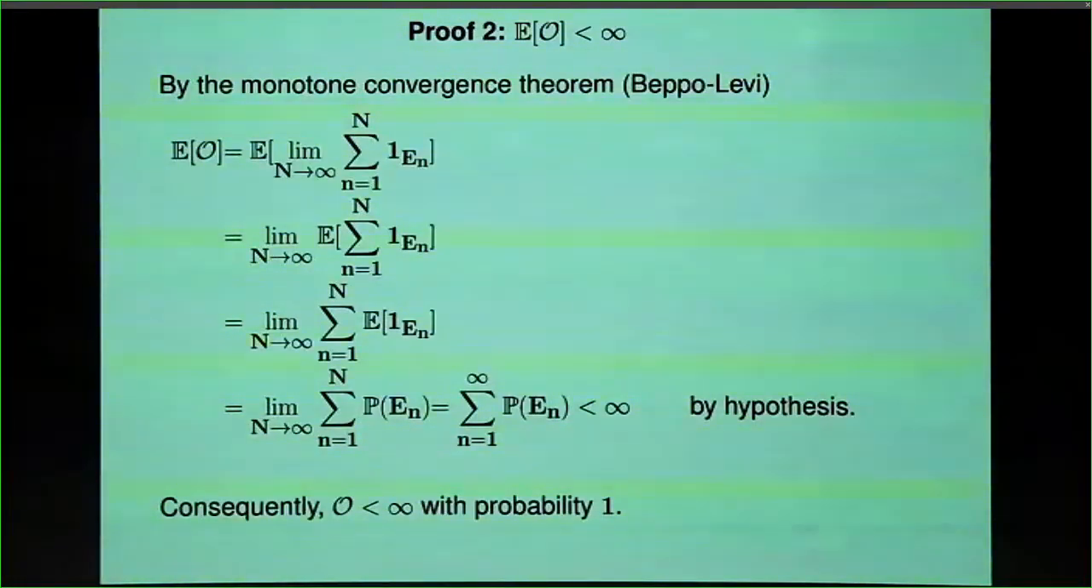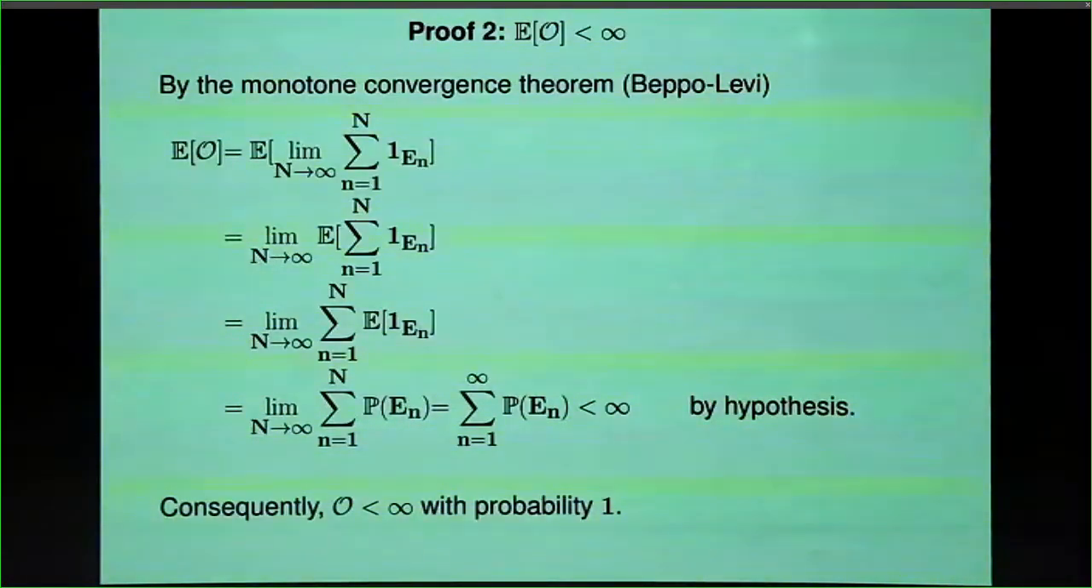Yeah, okay. If you can justify that you have this kind of limit and you can pull it out, you can see that O is just the sum of the indicators, and if you can just switch the sum and the expectation, you can see that this is just what you have finite. All right? So you know much more. You don't know only that it's finite almost surely, but that the mean is finite.